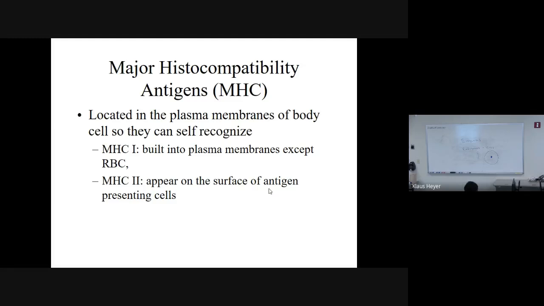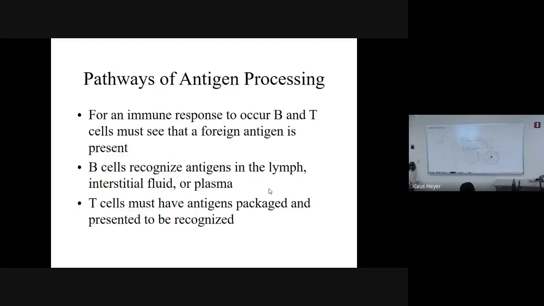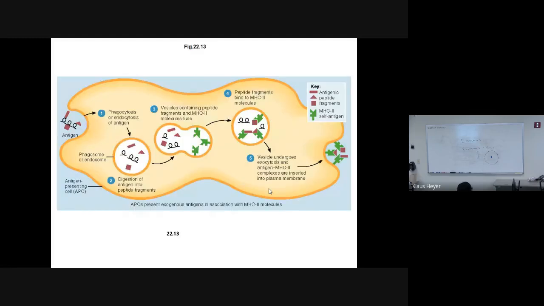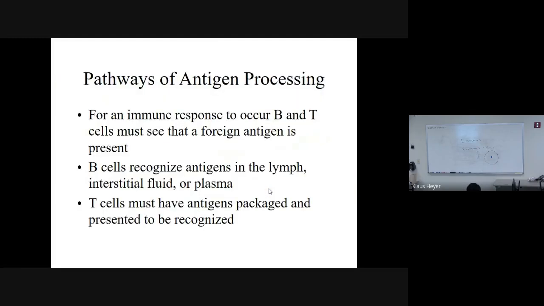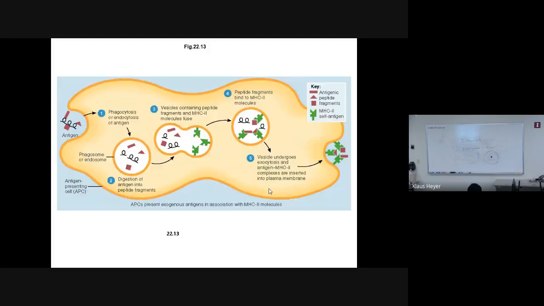Now I'll show you how they work in the next slide. They also have MHC molecules, but a little bit different. They're not embedded in the plasma membrane, they're just sitting on the surface. But point is, where's my picture? There it is. But what's this slide? All right, we'll get to that.